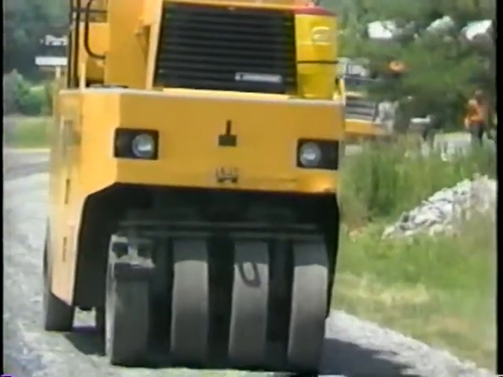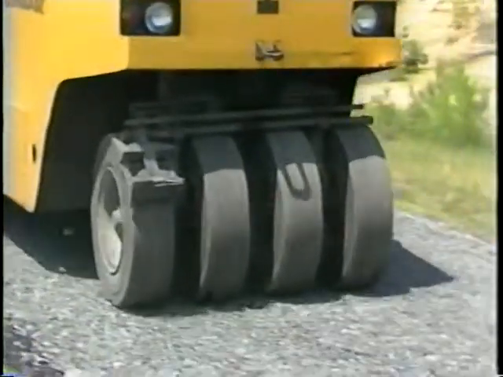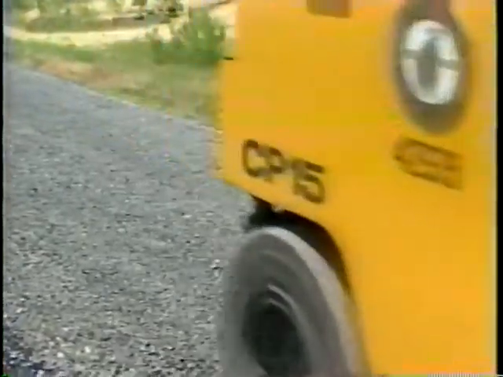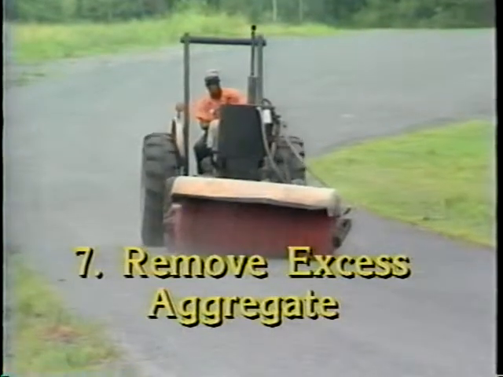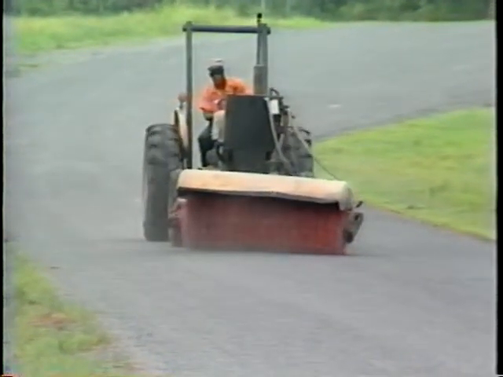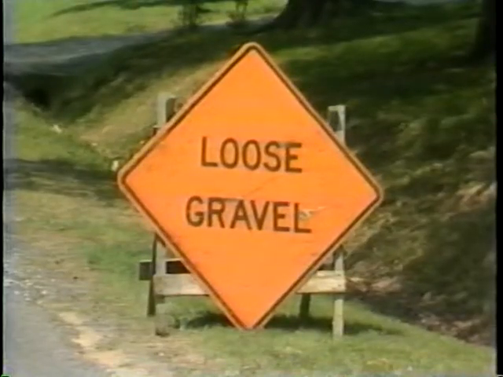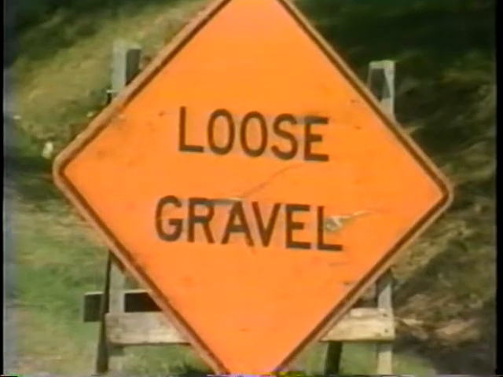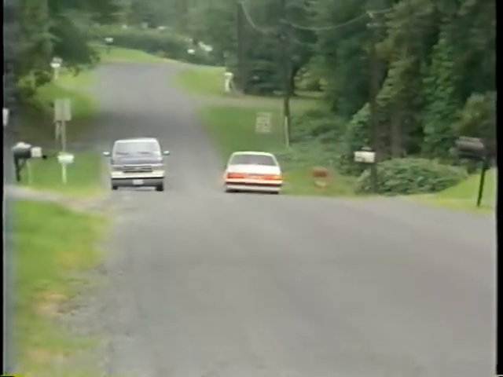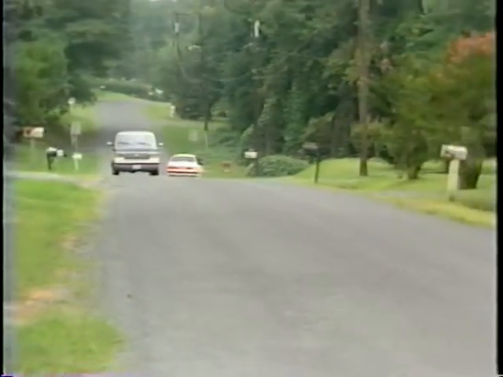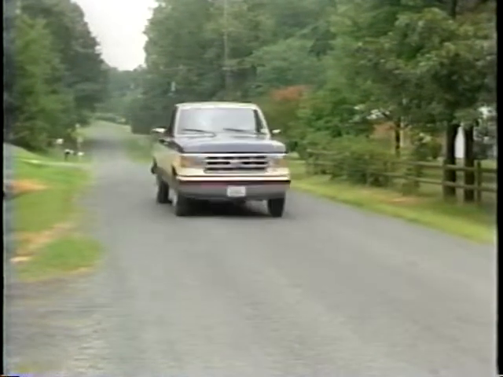A pneumatic tired roller is recommended to roll the aggregate. A steel wheel roller may crush aggregate or bridge over low areas. Step 7. Remove excess aggregate. If necessary, remove excess aggregate by lightly brooming the surface. Placement of reduced speed and loose gravel signs is recommended when the road is open to traffic. By following these 7 steps, an effective asphalt chip seal can be installed and provide a better road for the traveling public.